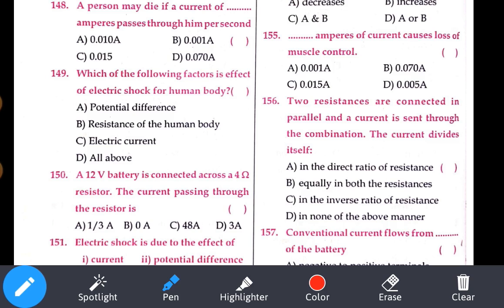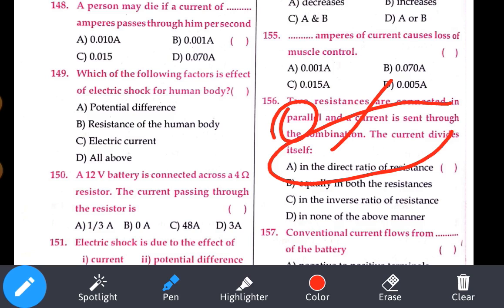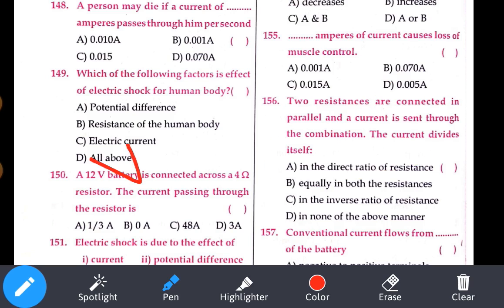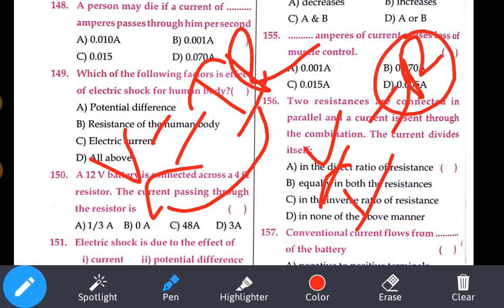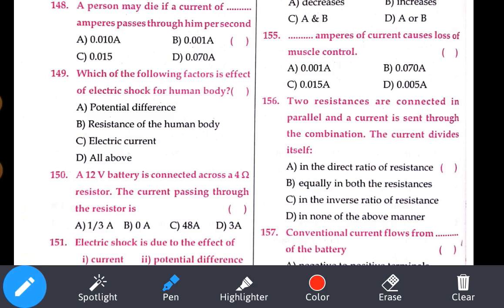156 question. Two resistors are connected in parallel, and the current is sent through the combination. Now current divides itself by. What is the relation between current, voltage and resistance? V is equal to IR. Now if I bring this I to the left, it becomes V by I. If you observe the relation between resistance and the current, it is inversely proportional. So current divides itself in an inverse ratio of the resistance, option number C. Understood?